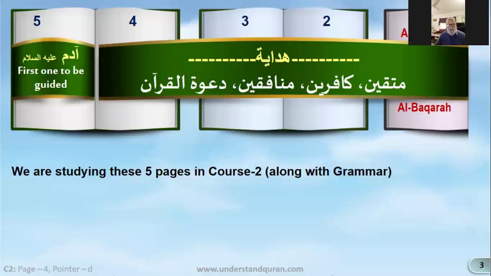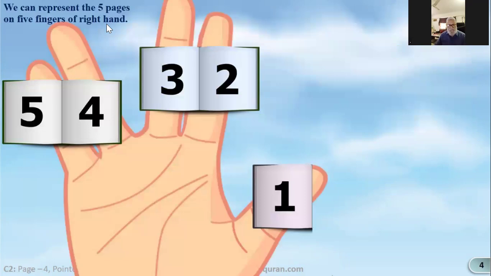The 5 pages which we study in this QC2, they have the mentioning of Hadayat, Muttaqeen, Kafirin, Munafiqeen, Dawat Quran, and some story for Hazrat Adam alayhi salam. We have completed so far 3 pages. Let's revise the pointers for first 3 pages.